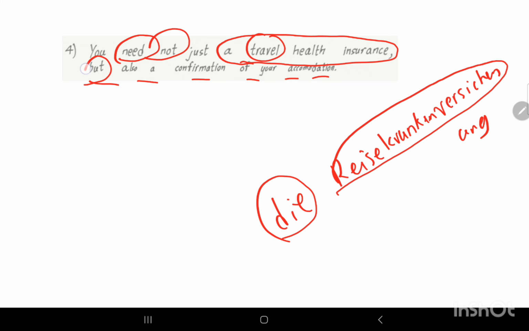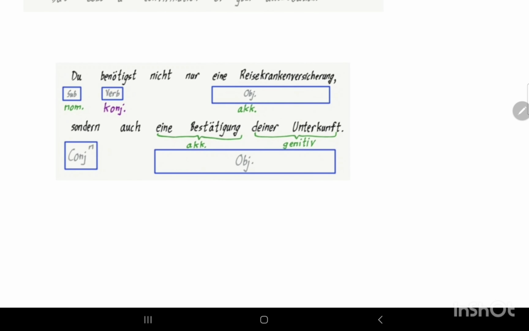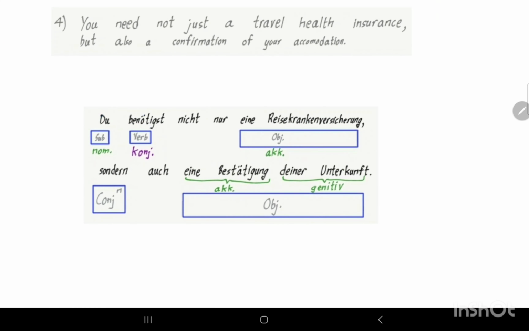Okay, then you'll be using but. So of course you can go with aber here. When you say but, you can say aber, but check the sentence structure, right? You need not just travel health insurance but also a confirmation of your accommodation. So actually in English also you should not use but, you should say rather or instead, right? Because you're negating the first sentence and proving the second sentence to be correct. But you can also use aber, it's still fine, but I think you should use sondern. But whichever one you use, the sentence structure does not change, right? So now how do you say this? So to need, you can use brauchen, benötigen, whichever. I will go with benötigen because it's a little bit difficult.